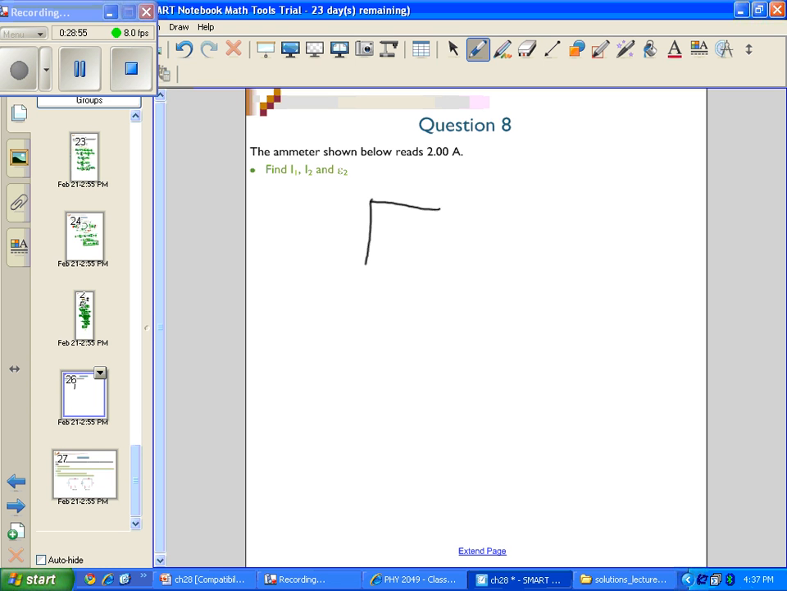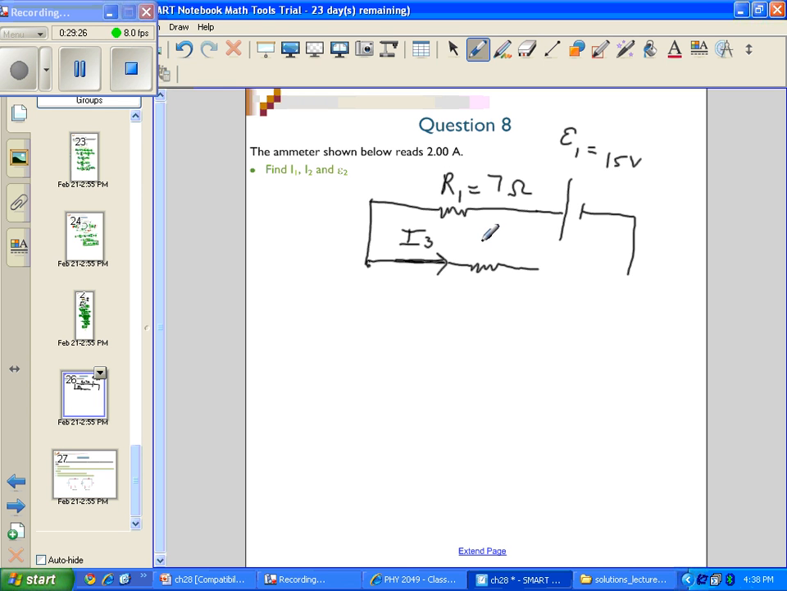We have an R1 located here, which is 7 ohms. We have an E1 with a positive terminal and a negative terminal here, where E1 is equal to 15 volts. We next have a current which is shown to us as I3 passing through R3, which is equal to 5 ohms.